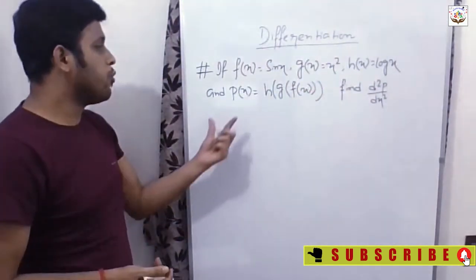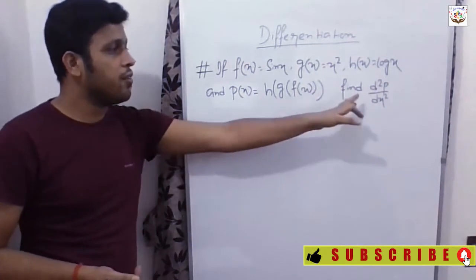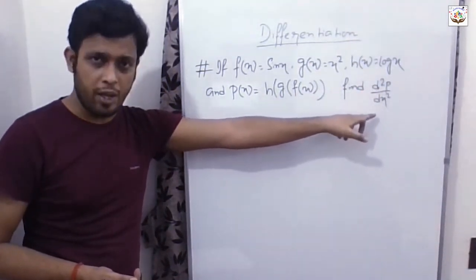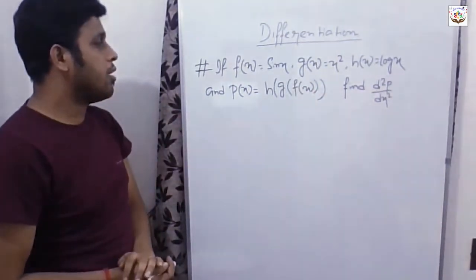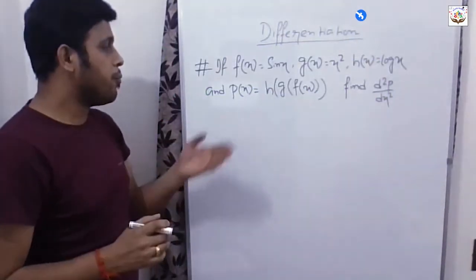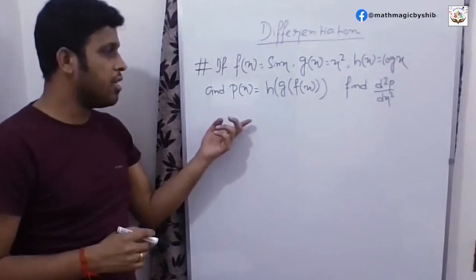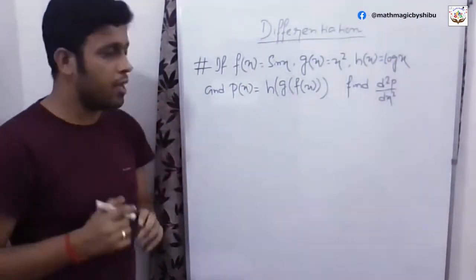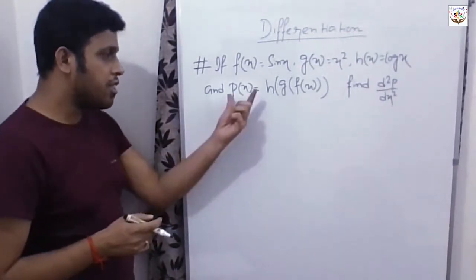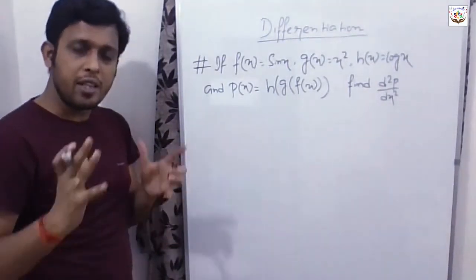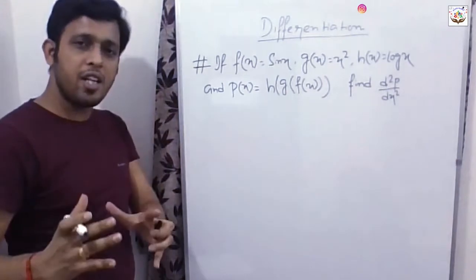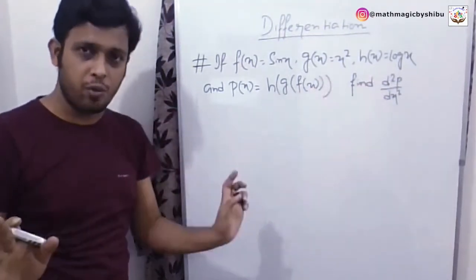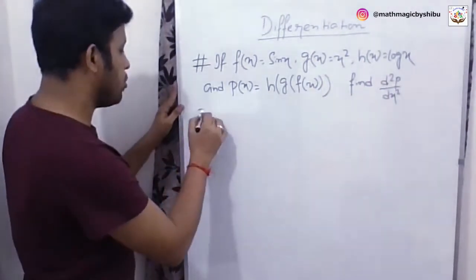Okay. So we need to find d2p dx square, given that the p function is equal to h of g of f. So that means we need to first calculate the p function, then we can differentiate and further differentiate it to get the value of d2p by dx square, right?